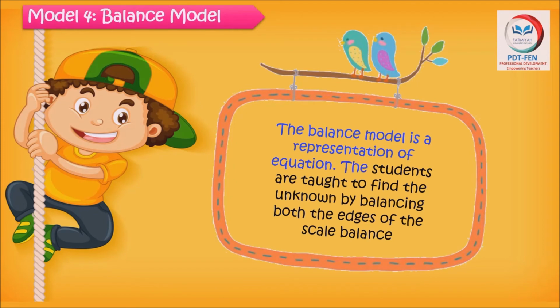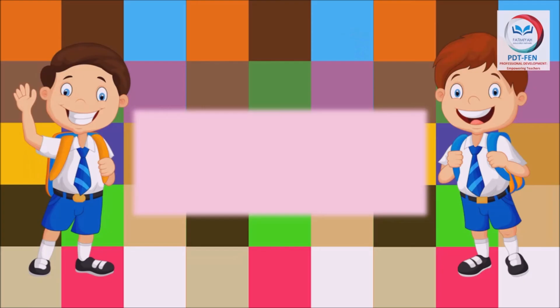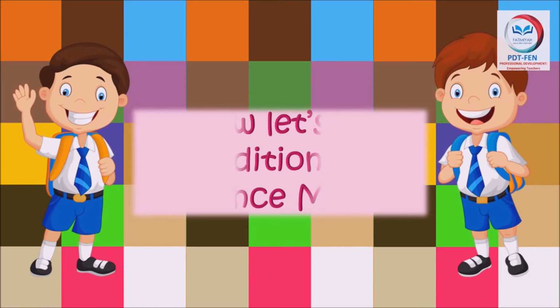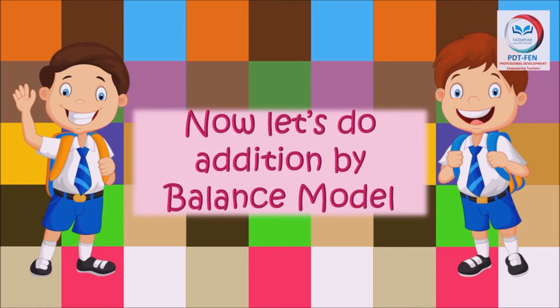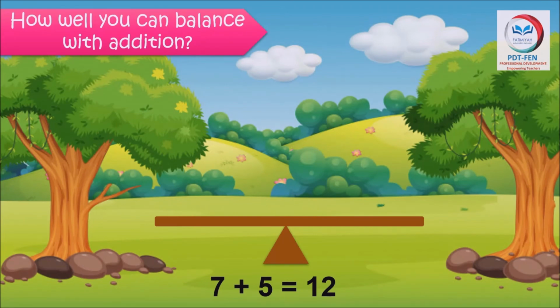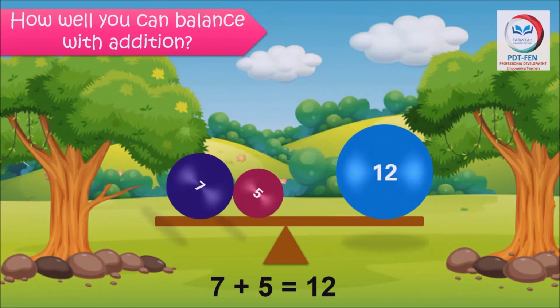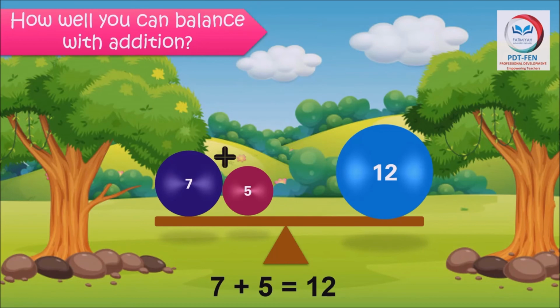Representation of equation. The students are taught to find the unknown by balancing both the edges of the scale balance. Finally, let's do addition by using balance model. How well you can balance with addition. 7 plus 5 equals 12.